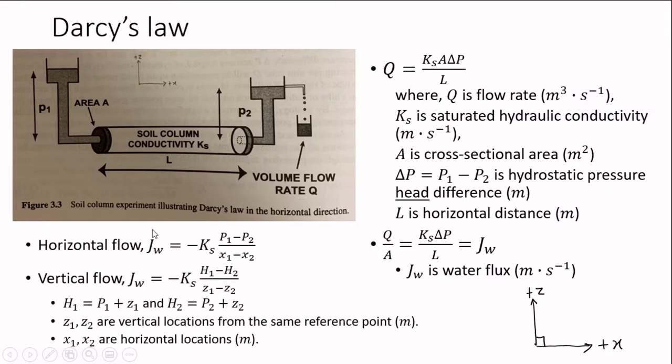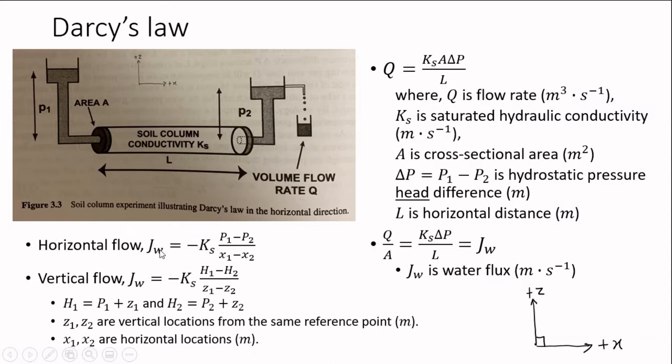So for horizontal flow, Jw equals negative Ks times P1 minus P2 over X1 minus X2. So imagine the flow here from P1 minus P2, so there will be X1 minus X2. If you look at the coordinate, X1 is somewhere here, X2 is somewhere far away. So X1 minus X2, of course the X1 value is smaller than the X2 value. As a result, you have a negative value. So we have a negative sign here to cancel out the negative value given by X1 minus X2. So that's why we have a negative in here.